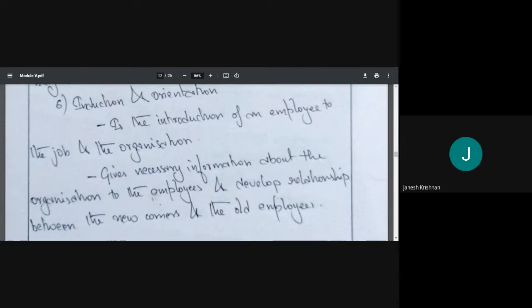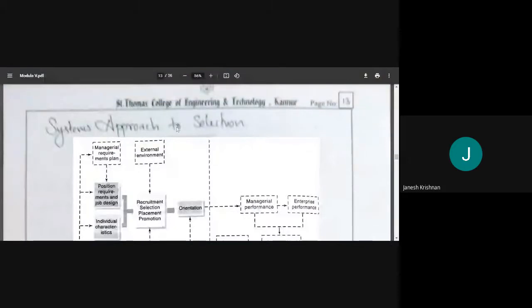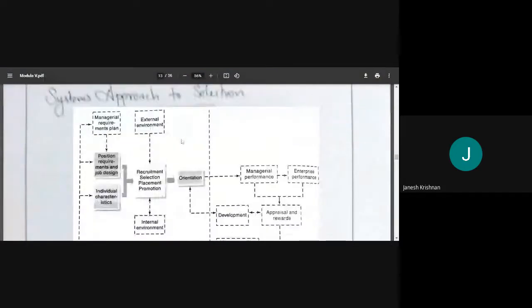So the next topic is selection itself, but we are giving a systems approach. We have learned about the system approach, remember, in the second module when we were learning about the theories, how management came into today's form. We learned about a system approach, right?